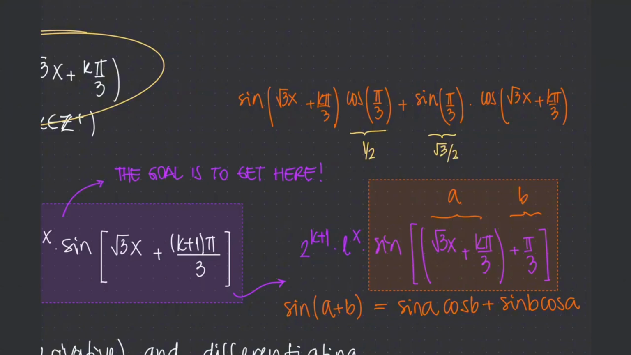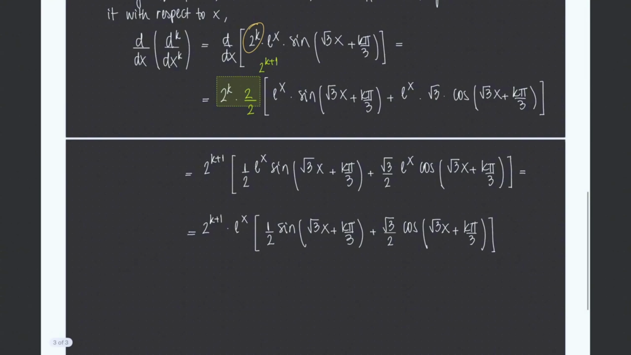It can be rewritten as half sine of root 3x plus k pi over 3, plus root 3 over 2 cosine of root 3x plus k pi over 3, which is exactly what we have in the last step of our proof. It shows up right here.